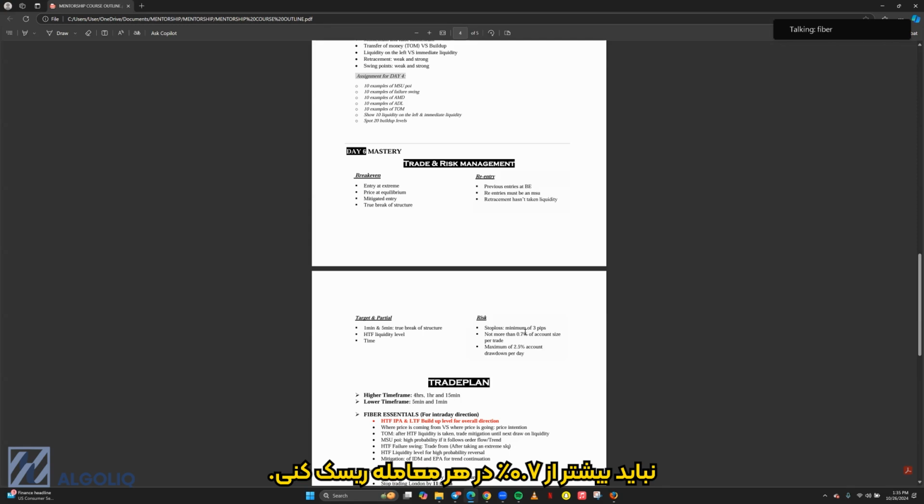You don't risk more than 0.7% per trade. For now, you don't risk more than 0.7% per trade. You can start with 0.5, then later 0.7, then later 1%. So maximum of 2.5% account drawdown per day.